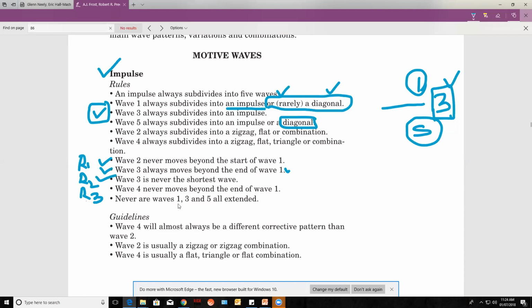Never are all the waves, that is 1, 3 and 5, extended. We will come to know about truncation and extension. As of now, just understand: rule 1 is that wave 2 cannot go beyond wave 1, wave 3 cannot be the shortest, and wave 4 never overlaps the end of wave 1 except in a diagonal.